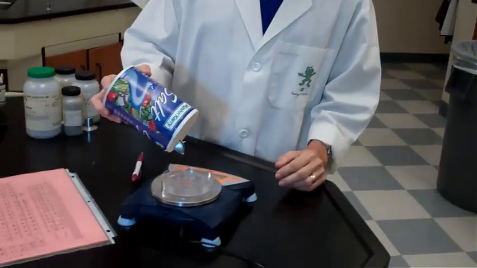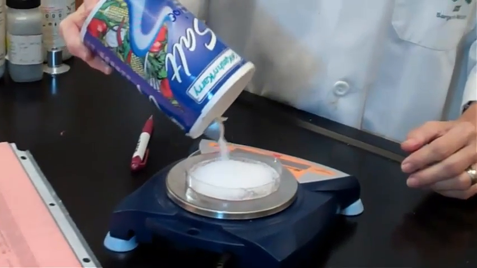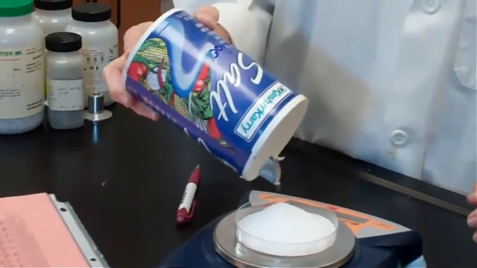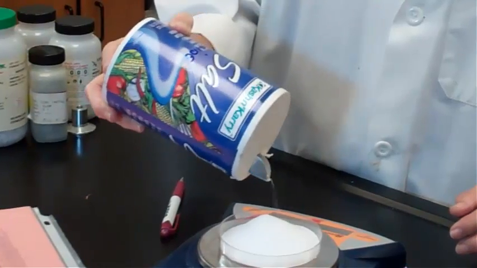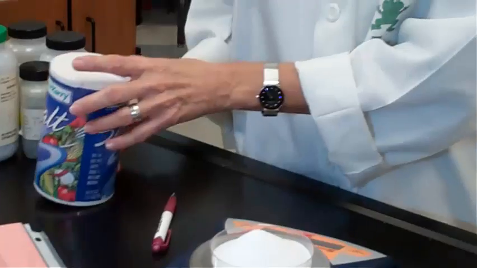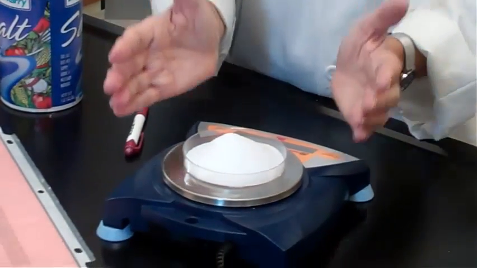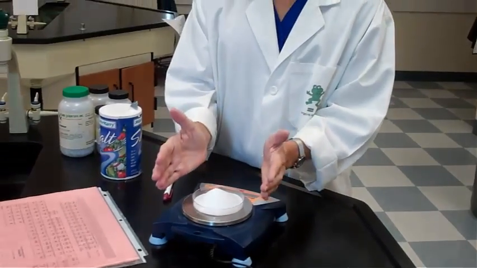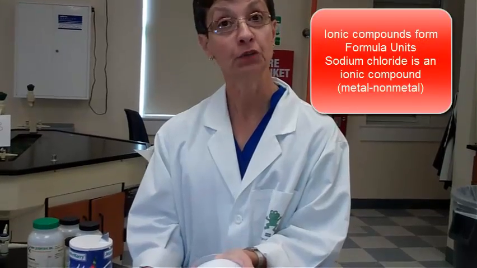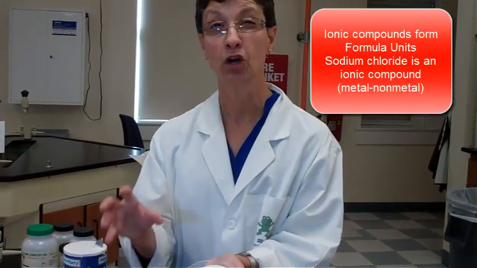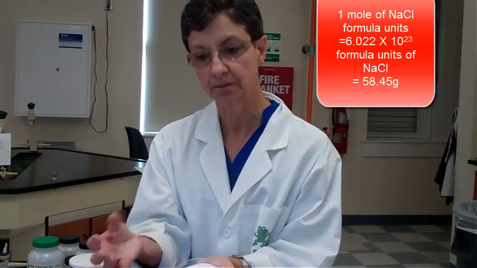So now, let's see what 1 mole of sodium chloride looks like. There we go. 58.5 grams. This is how much 1 mole of sodium chloride is: 58.5 grams. And in here, we have 1 mole of sodium chloride units. We call them formula units because it is an ionic compound. We don't call it molecules because it's really not a molecule. Ionic compounds form formula units. It's a different unit. We'll get to that a little later.